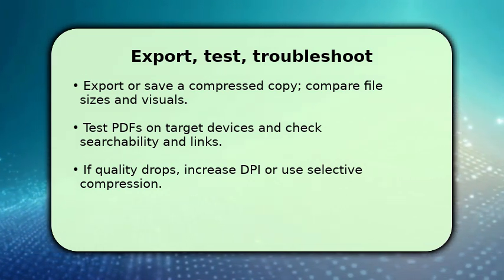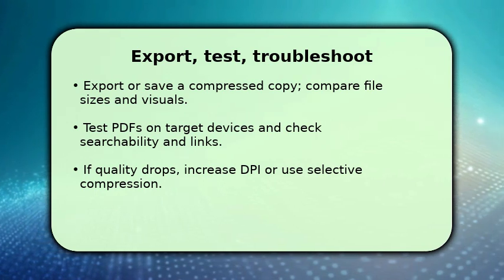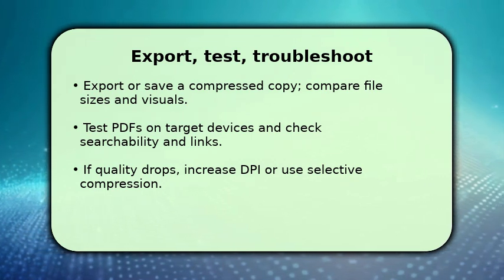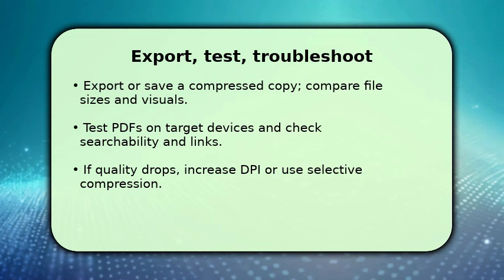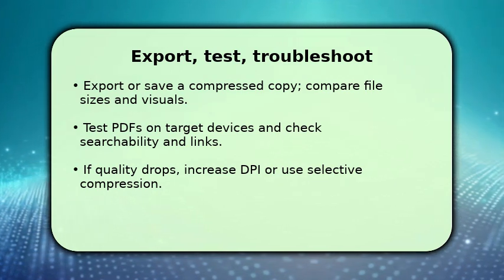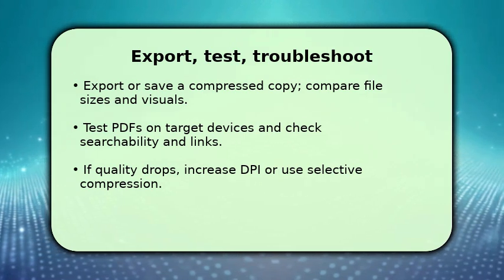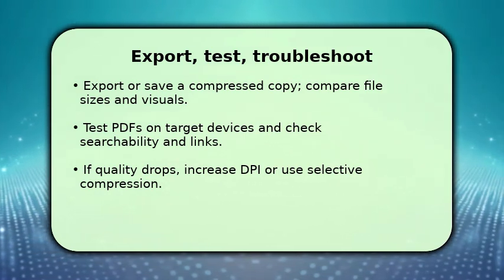If images look too soft, increase DPI or use selective page compression so important pages keep quality. Troubleshooting tip: if output is unexpectedly large, recheck for embedded high-res images or linearization settings and re-export with optimized parameters.